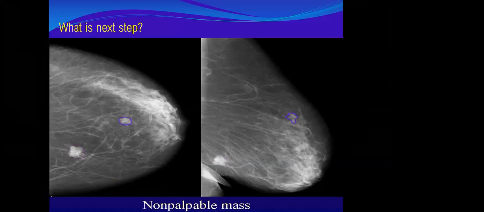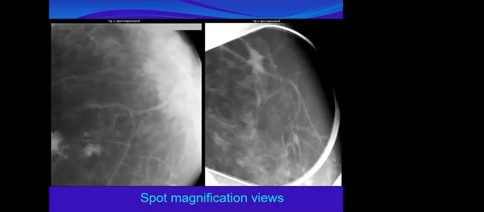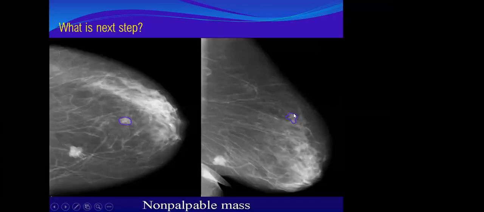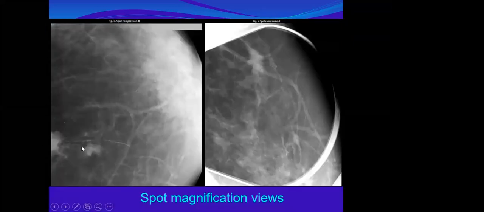Okay, so this is the lesion. This is the other. This is the palpable abnormality, while this is the next. This is the other lesion. Next step, as you described, we'll go for the spot. So this is the other one. The spot magnification on CC, and this is on MLO. This is the MLO. Yes, you see, if you look here, this one. And this one, this is the CC view. This is the CC view, and this is the MLO. Okay.